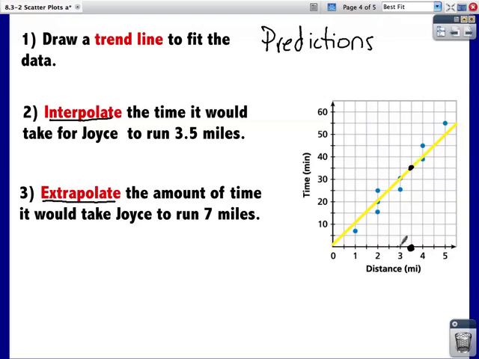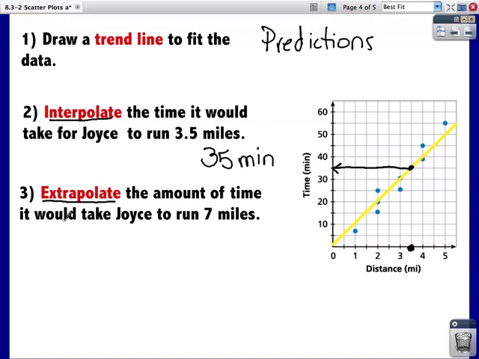So when we do that, we find the 3.5 because it wants to know how long it would take. We go up to our line of best fit. This is where we hit the line. Then we look left over here and see how long it would take. According to our line of best fit in the graph, it would take about 35 minutes to go 3.5 miles.